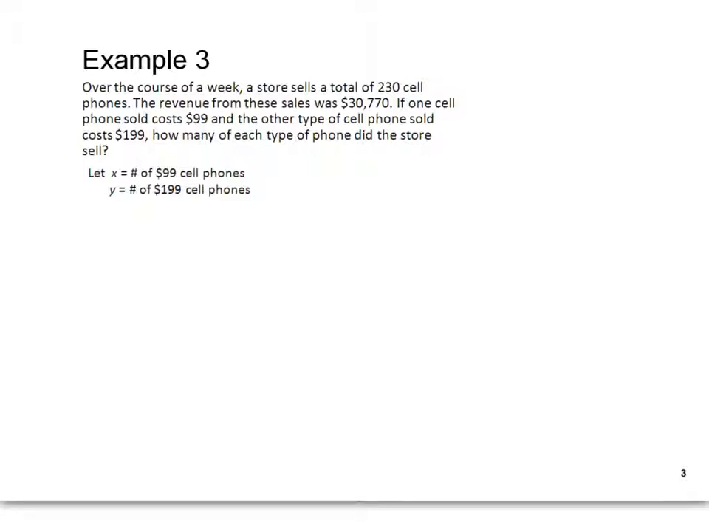So we have x is the number of $99 cell phones, y is the number of $199 cell phones, and what we can do is say that together x plus y has to equal 230. Then we can say, okay, well, if they made a total of $30,770, then $99 times the amount of phones sold at that price plus $199 times the number of cell phones sold at that price has to equal that 30,770.